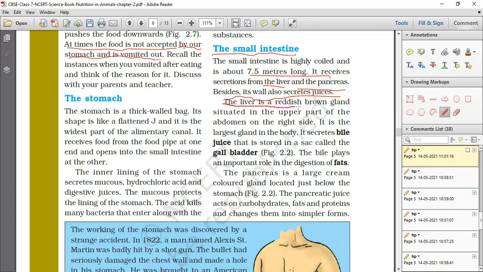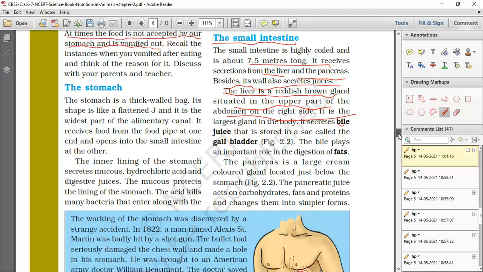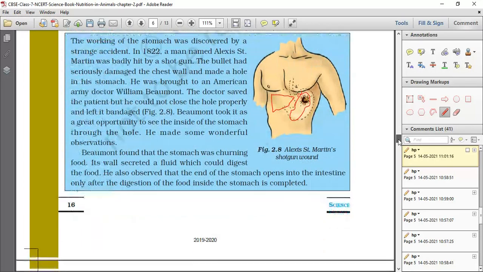The liver is a reddish brown gland situated in the upper part of the abdomen on the right side. It is the largest gland in the body. It secretes the juice known as bile juice that is stored in a sac called the gallbladder. Bile plays an important role in the digestion of fat. The pancreas is a large cream-colored gland located just below the stomach. The pancreatic juice acts on carbohydrates, fats and proteins and changes them into simpler forms.